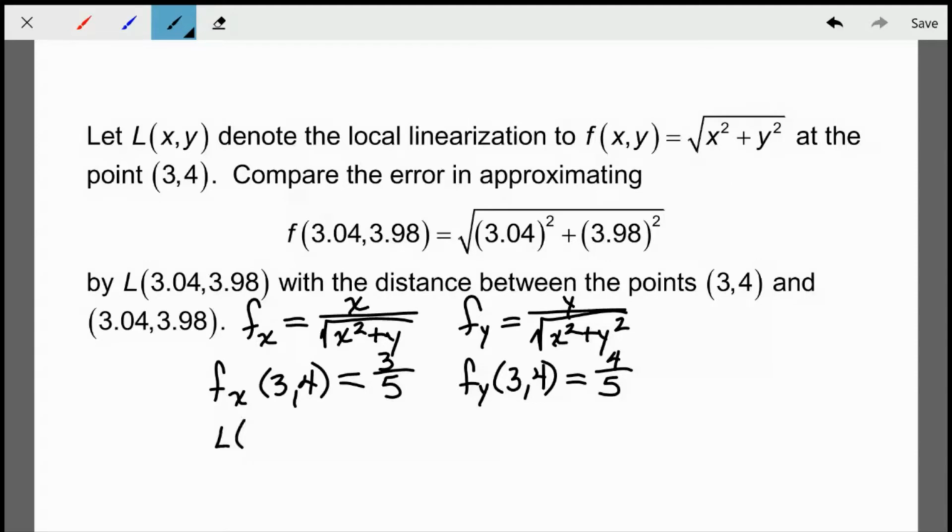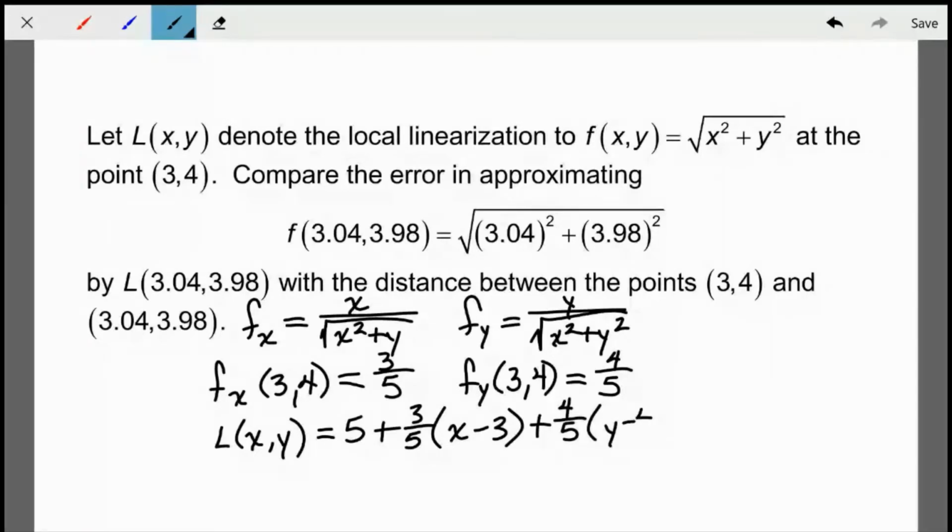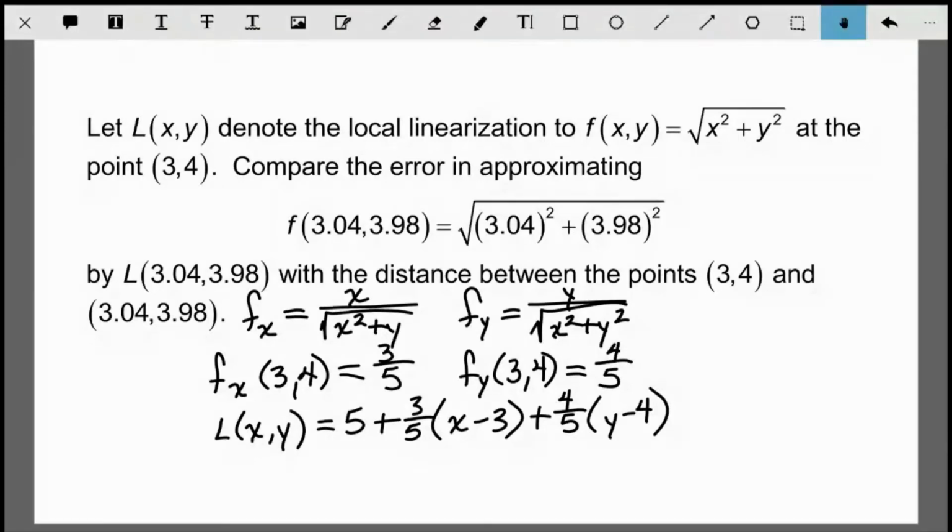My linearization, remember we would have had that z minus z naught. Well, the z here would have been 5, so we would add the 5 over to the other side. So we're going to get 5 plus 3/5. Our point of tangency is 3, 4, 5. So it's x minus 3 plus 4/5 times y minus 4. Okay, so that's my linearization. Now, they want us to actually use this linearization and just assess the accuracy of it. That's really what they're getting at here.